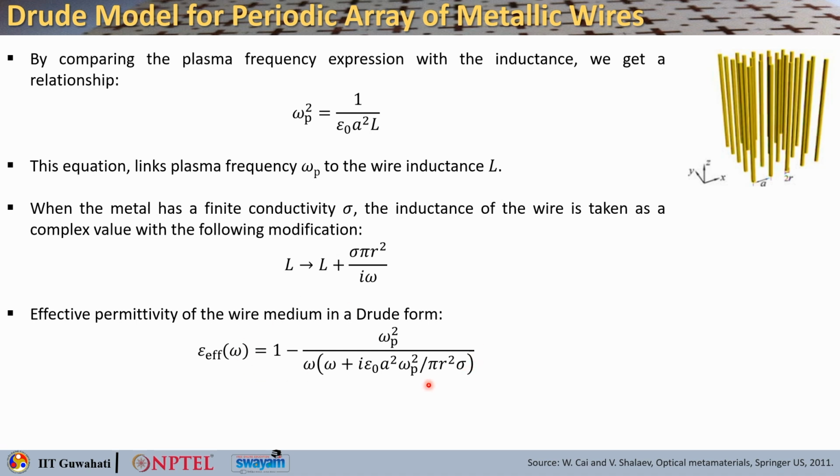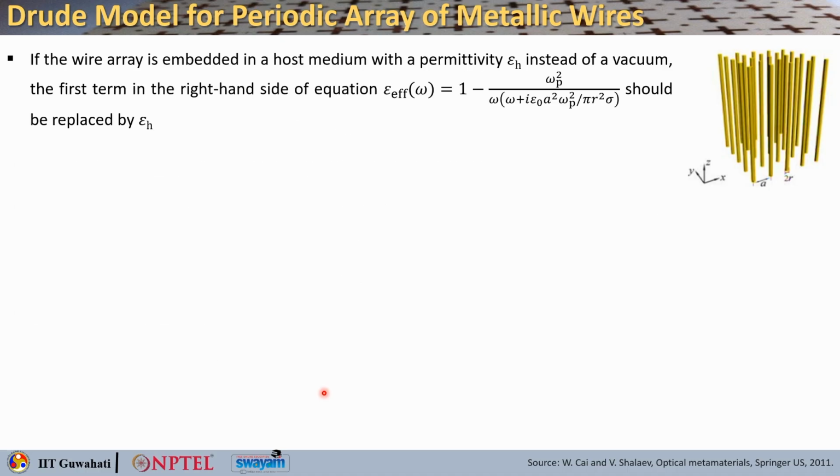So, this is obtained by combining the expression for the effective permittivity. All these things you can put here, and you can obtain this effective permittivity of the wire medium in the Drude form.